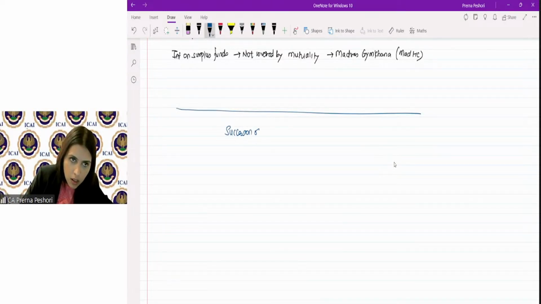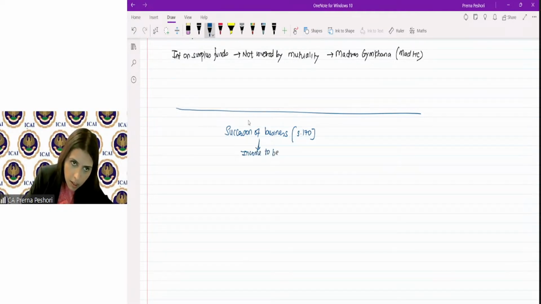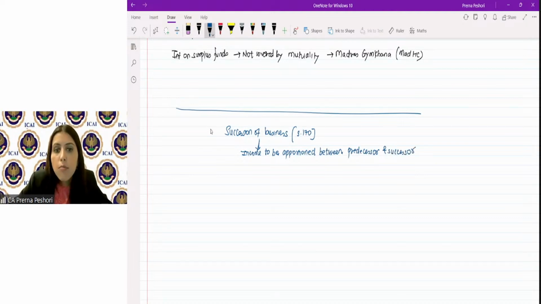Succession of business. Section 170. Succession of business, section 170. Income to be apportioned between the predecessor and the successor.